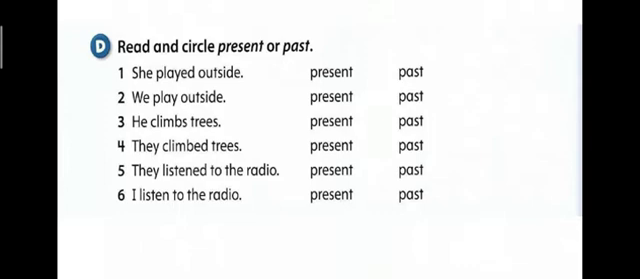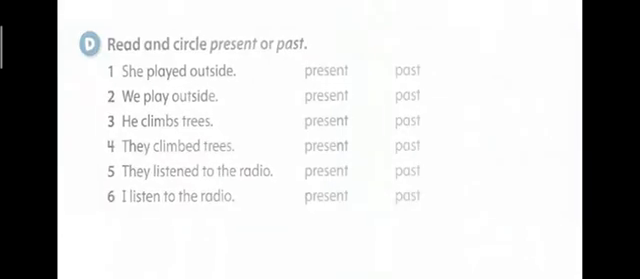That's correct. Number five, they listened to the radio. That's ed with the regular verb. That's past tense. Number six, I listen to the radio. Not listened. Yes, that's the regular verb, but without the ed, so that's not past, so that must be present. That means I listen to the radio now.